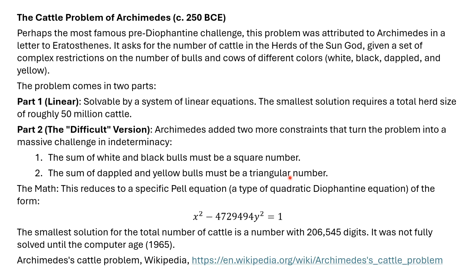So this more difficult version reduces to a Pell equation, which I mentioned earlier, and you notice the coefficient is huge next to the y squared term. The smallest solution for the total number of cattle is a number with over 200,000 digits, and it was not fully solved until the advent of the computer. The solution was in 1965. Computers, of course, came a little before that.